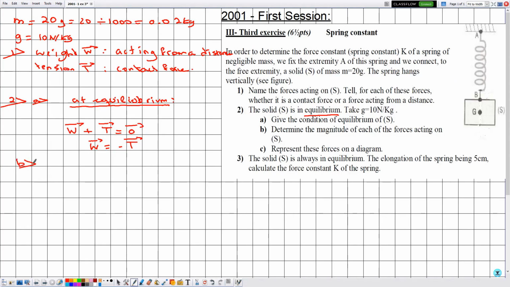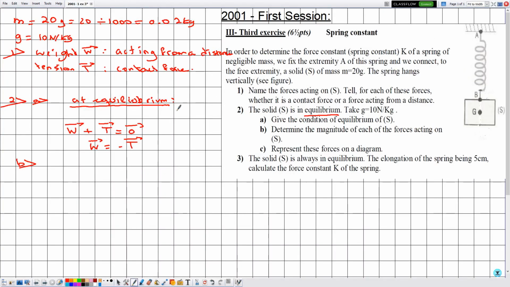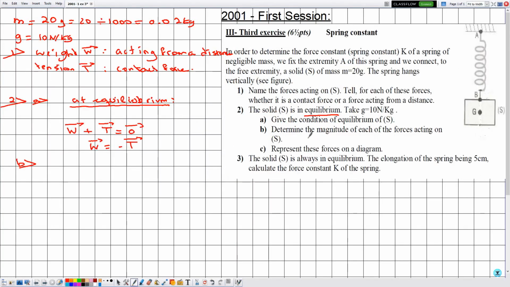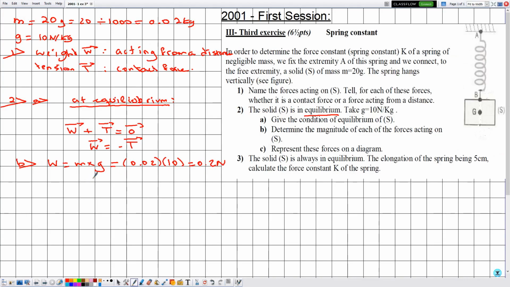Now in part B, they are telling me to determine the magnitude of each of the forces acting on S. So we need to determine W and T, the magnitudes of the corresponding vectors. Now here, because we have the mass and we have g, we can directly determine the magnitude of the weight, which is given by m multiplied by g. Now the value of m in the SI is 0.02 and the value of g in the SI is 10. Plugging this on the calculator, it gives me 0.2. Since everything is in the SI, the value of W will be in newtons. Then the value of the weight is 0.2 newtons.